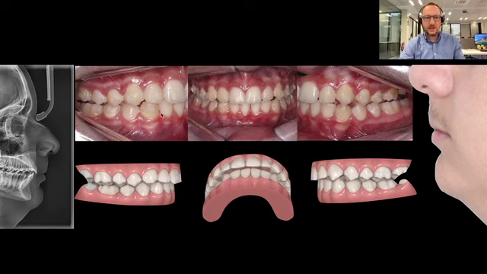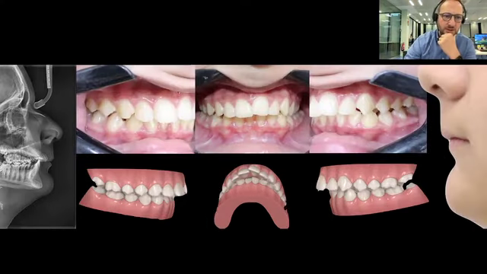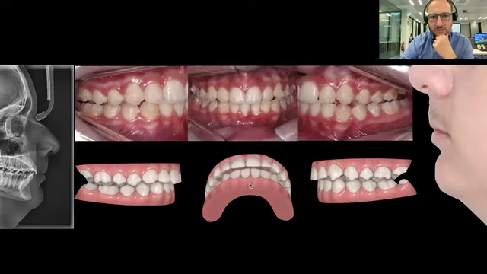So here is almost a class 3. Of course, we have a deviation. We still need to finish the case, but we could improve the profile. Look at the position of the incisors compared to the previous one. Let me move back to the previous one to see how it was, the distances, right? And look at the gap that we had and how it is right now.